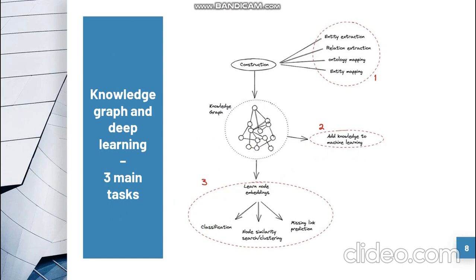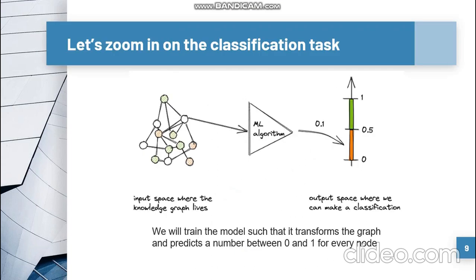So knowledge graph in deep learning has actually three main tasks. That is how we construct knowledge graph and then extract knowledge, information from it. So first we use different techniques: entity extraction, relation extraction, ontology mapping, entity mapping, etc. to construct a knowledge graph, and then we add the knowledge of the knowledge graph to the machine learning techniques that classify and find similarity, then predict the answer.